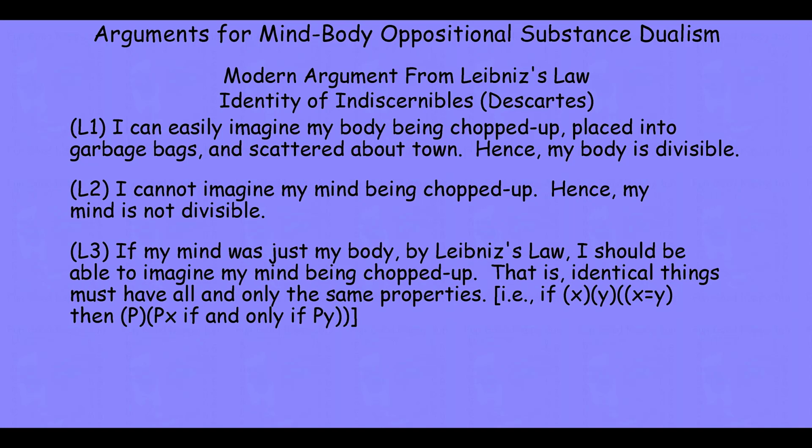If my mind was just my body, that is, if they were identical, then by Leibniz's law, or the identity of indiscernibles, I should be able to imagine my mind being chopped up. If I understand one object to have a property, then if they are identical, the other object must have that property as well. That is, if A is identical to B, if the body is identical to the mind, then if the body has a property, the mind must have that property as well. If I can imagine my body being chopped up, my body has that property, and therefore my mind must have that property as well. And so Descartes concludes that your mind is not identical to your body.